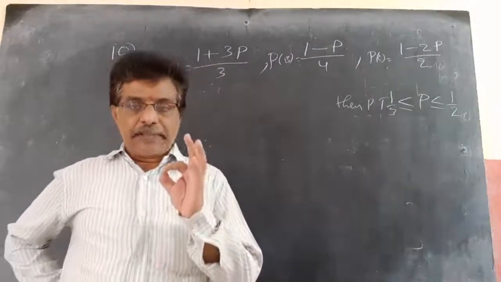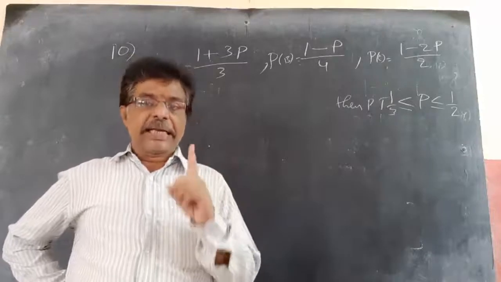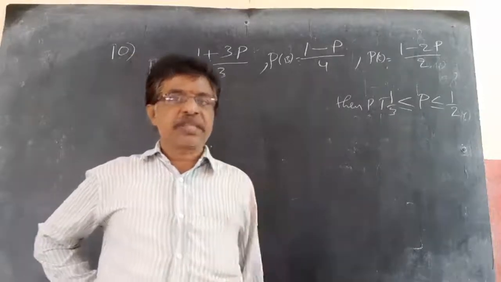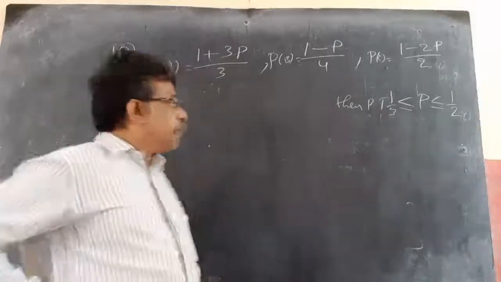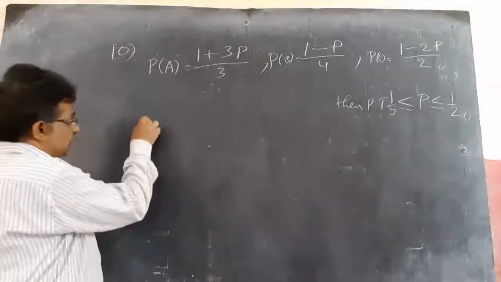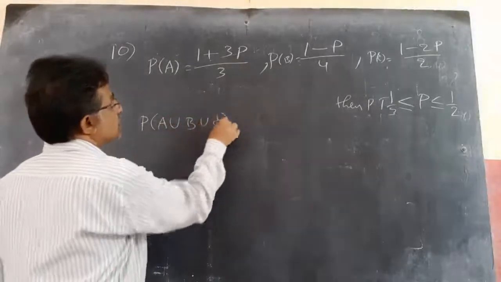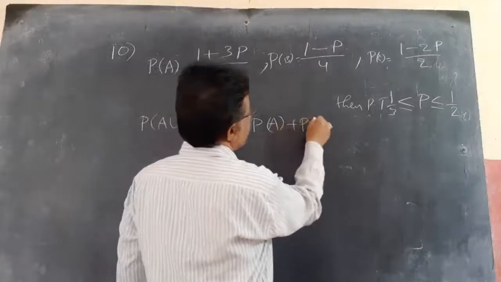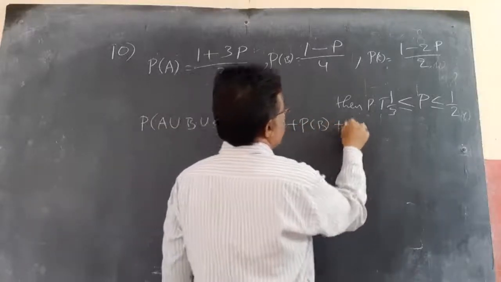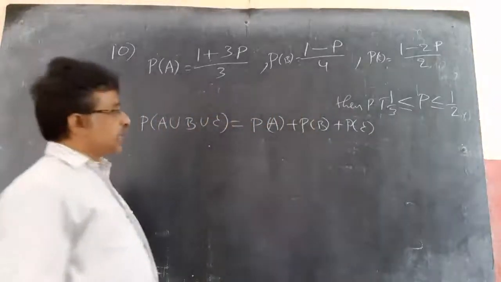This is also one of the important sums and one of the slightly difficult sums. Concentrate seriously, listen. Now the concept is the same as the previous sum. P of A union B union C equals, we know, P of A plus P of B plus P of C minus P of A intersection B, B intersection C, all are zeros. No need to write.